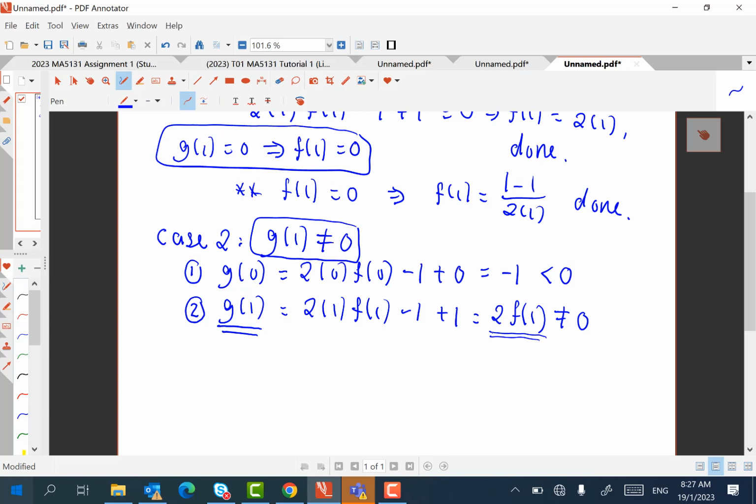Right. Because this is not 0, it therefore implies that this 2 of f1 must be positive. Why is it so? Because fx is between 0 and 1, and if f1 is 0, then g1 will be 0. So therefore f1 times 2 has to be positive. So what we have, therefore, is, okay, let me erase.